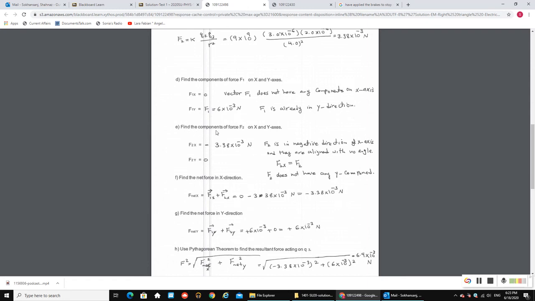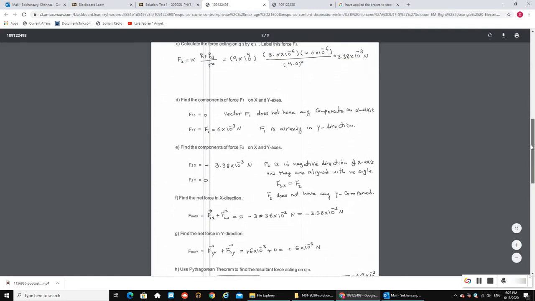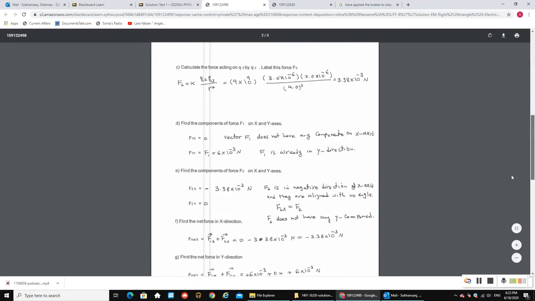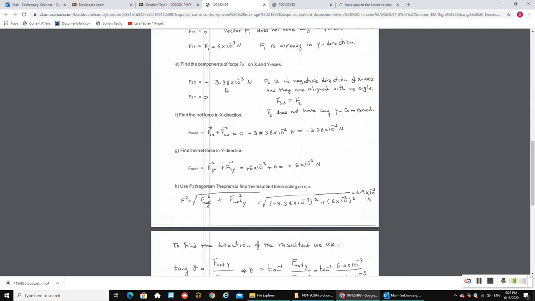Now find the components of force F2 on the X and Y axes. Let's look at F2. F2 is along the X axis, in the negative X direction. It doesn't have any Y component, so F2Y should be 0. And F2X is the same as F2 because it's already on the X axis. So that's why here we put F2X the same as F2. We just put a negative sign to show that it's going to the left. F2Y is 0.